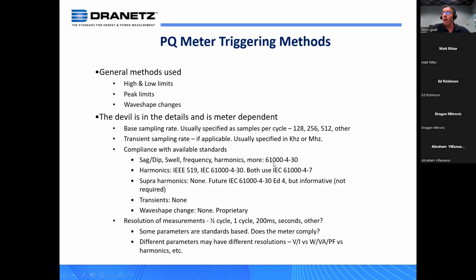Frequency measurements, harmonics, and more are defined by IEC 61000-4-30, which is presently in its 3rd edition, with the 4th edition pending, maybe sometime later this year. We're not sure. For harmonics, a base harmonic standard out there is IEC 61000-4-7, which is part of the IEEE 519 that's commonly used in the United States.